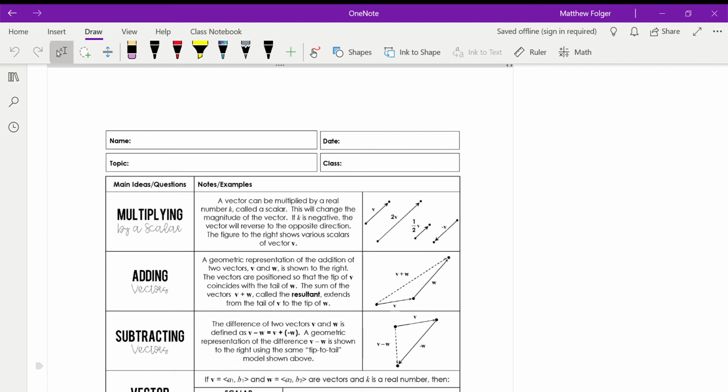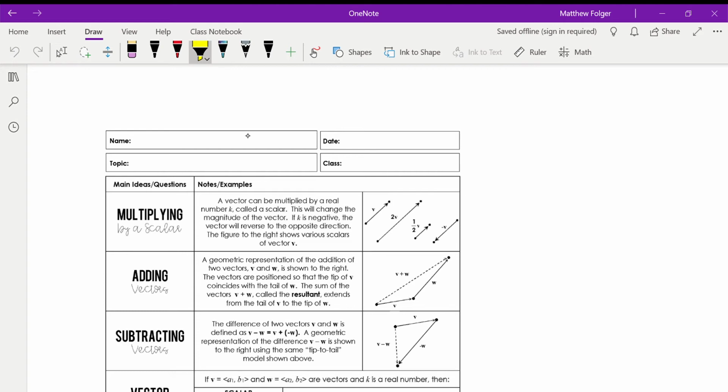Hello and welcome back. We are now on the second set of notes here, and today we're going to be talking about operations with vectors. So there's a few basic operations that we can do with vectors. The first one that we're going to talk about is something called scalar multiplication, or multiplying by a scalar.